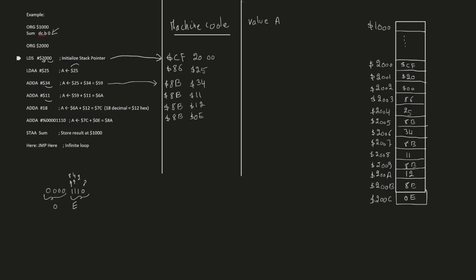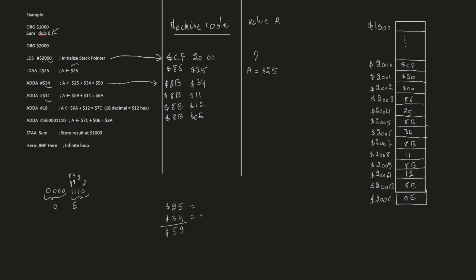So LDS, we initialize the stack pointer at 2000. Here we don't know the value of A. And then we have the first instruction, load accumulator A with a value of 25. So at this instruction, inside accumulator A, we have the number 25 in hexadecimal. And then the next instruction says add 34 to accumulator A. So it was initially 25 in hex, and then we add 34. So this will give us 59.